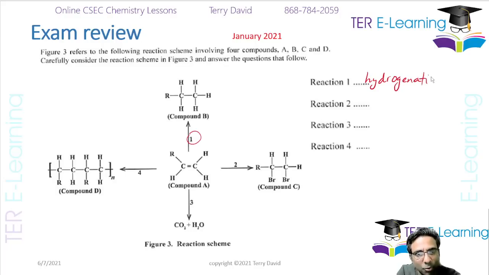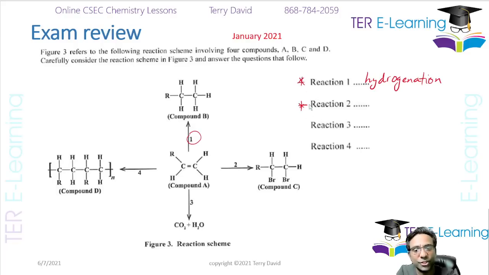Hydrogenation. That's what we call that reaction. When you add hydrogen to an alkene, it is called hydrogenation, right? So that's the answer for that particular one. If you put addition reaction, they may give you the mark, but more specifically, it's called hydrogenation. Next thing, so that's part 1.